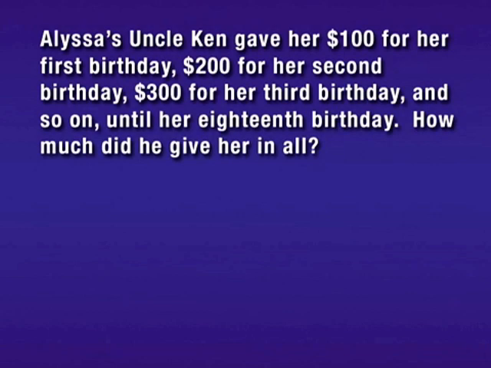Alyssa's Uncle Ken gave her $100 for her first birthday, $200 for her second birthday, $300 for her third birthday, and so on until her 18th birthday. How much did he give her in all?